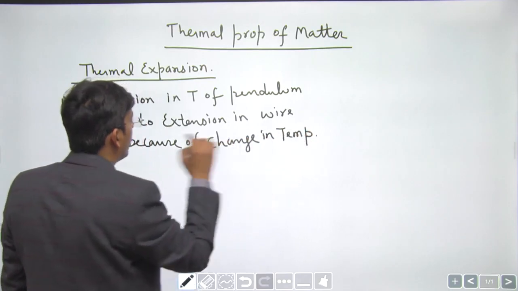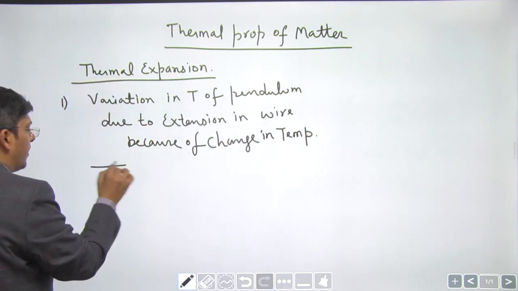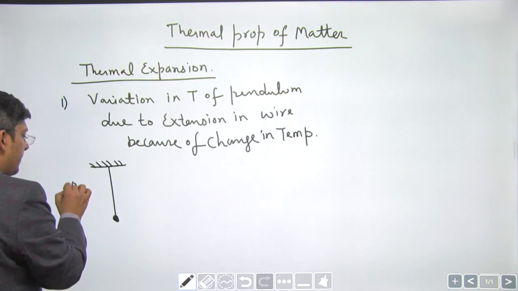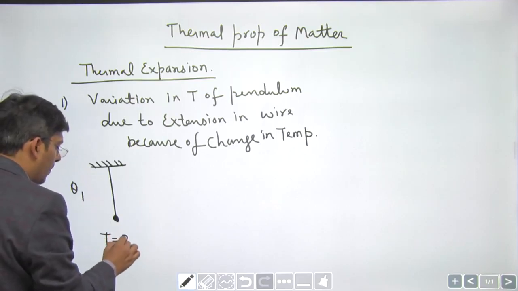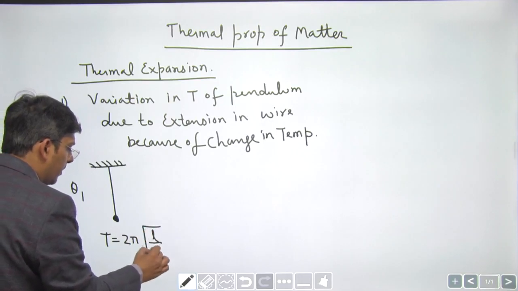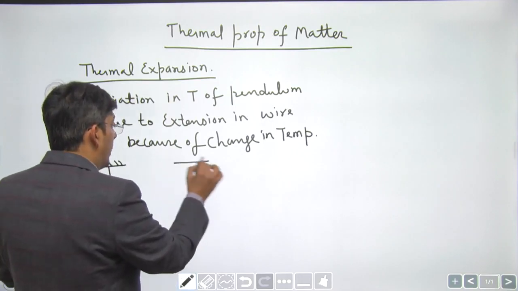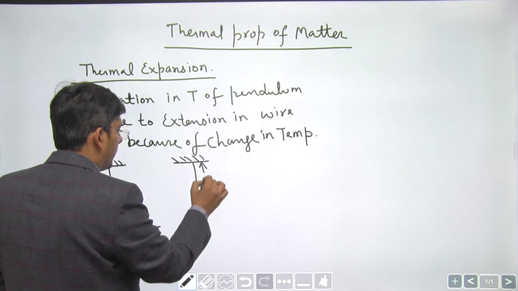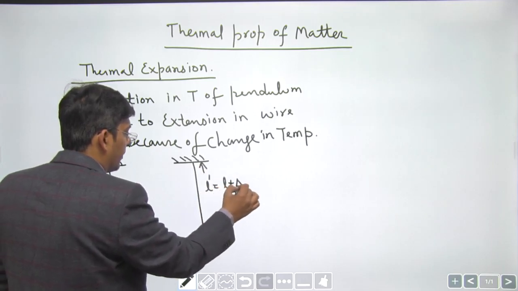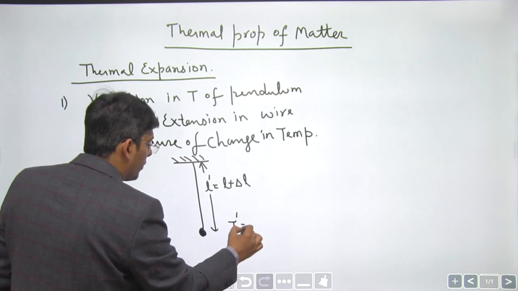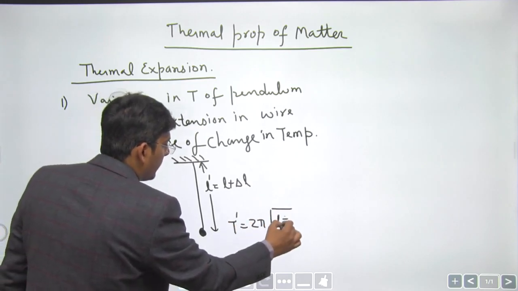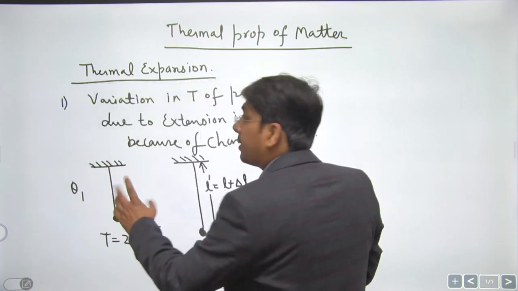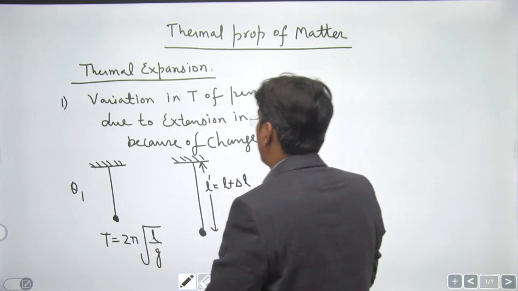Serious students. So initially we have a metallic wire, bob being attached to it, initial temperature being θ1, time period being 2π√(L/g). Suppose we take the apparatus into a heating chamber, and this length increases, it becomes L'. We are actually ignoring the change in size of the bob. Okay, so the new time period is going to become 2π√((L+ΔL)/g), right? Now this is first variant of the question based on thermal expansion.